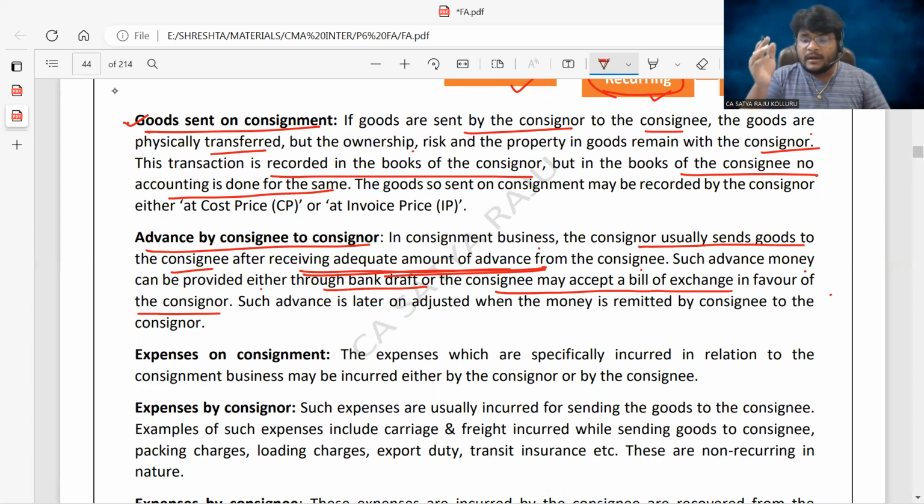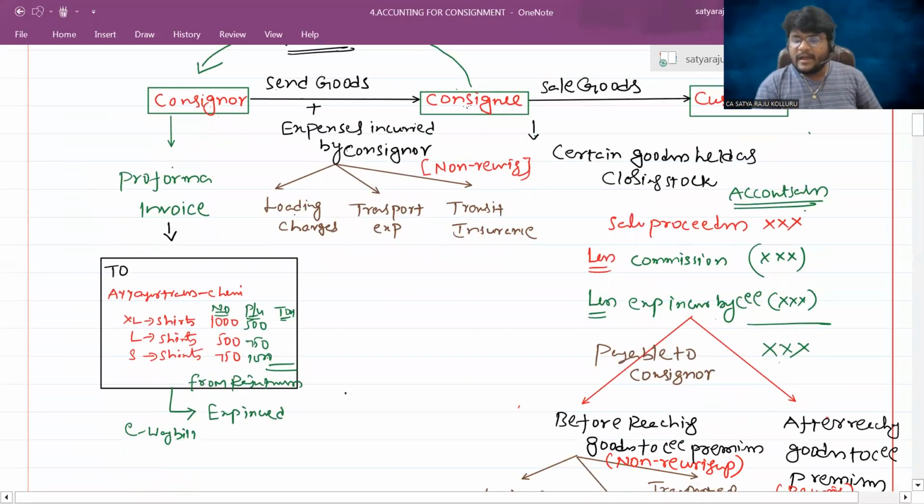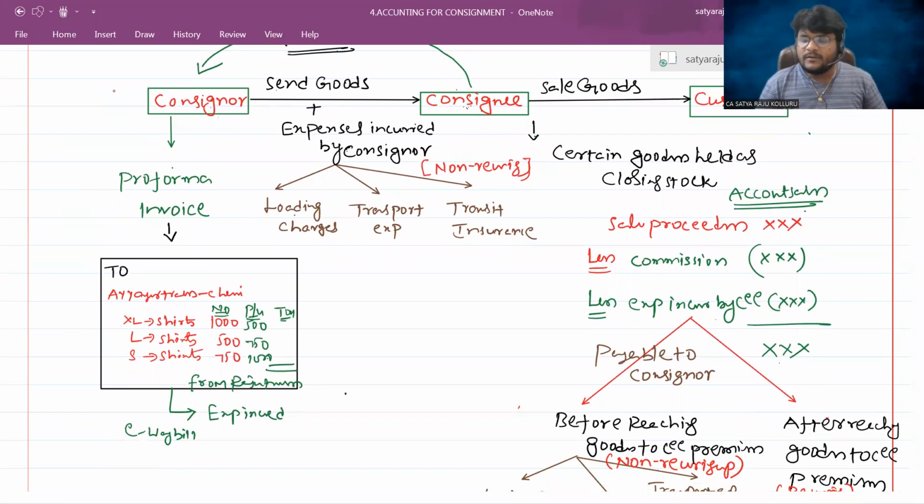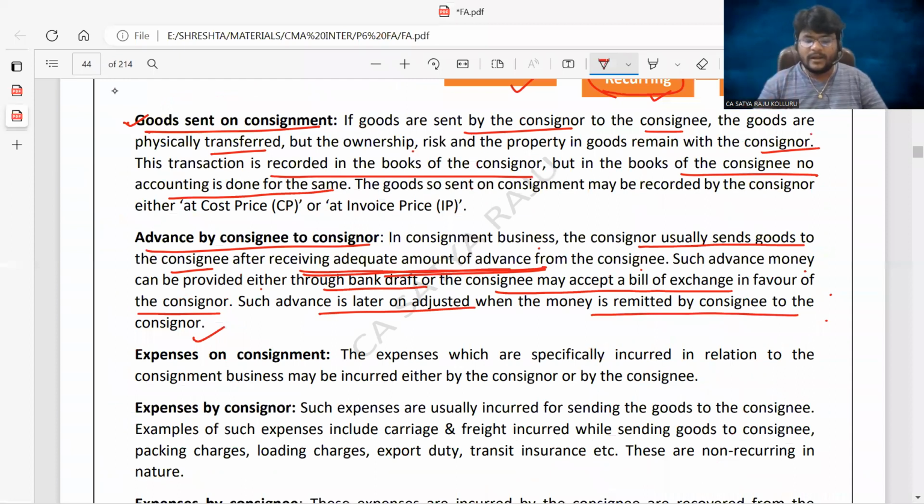Why? Then consignor, after receiving such bill, can discount it in the bank, he will get the money, right? So that's why there is no difference between cheque and bills receivable from the consignor's point of view. Such advance is later on adjusted when the money is remitted by consignee to the consignor. We already checked here. At the time of sending net sale proceeds by consignee to the consignor, consignee will reduce his commission, his own expenses, as well as advance which was previously paid by consignee to the consignor. The same thing I explained here.